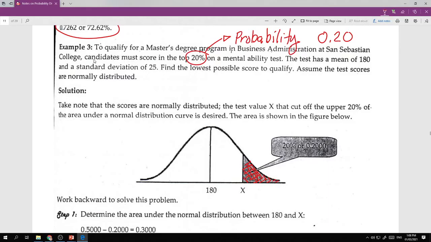Because it's stated here, candidates must score in the top 20%. So, kini siya, mao ni ang top 20%. Kung diri ka mag-shade sa lower part, di man na top 20, mao man ang lower, how do you call it? Ang kulelat nga 20%. You get the point here, section Galileo?